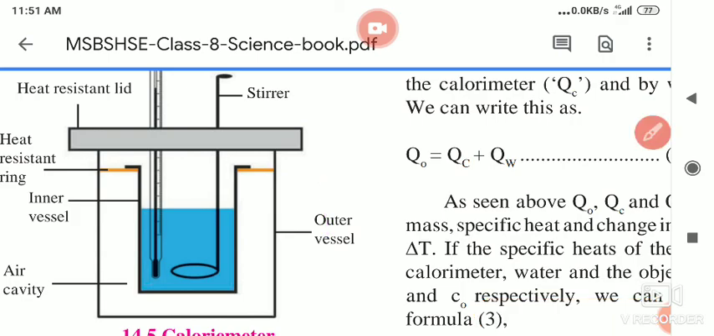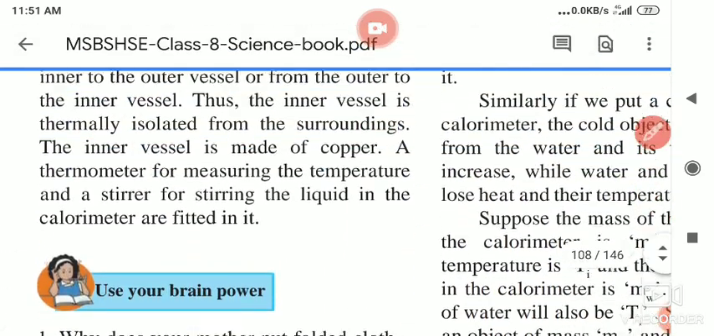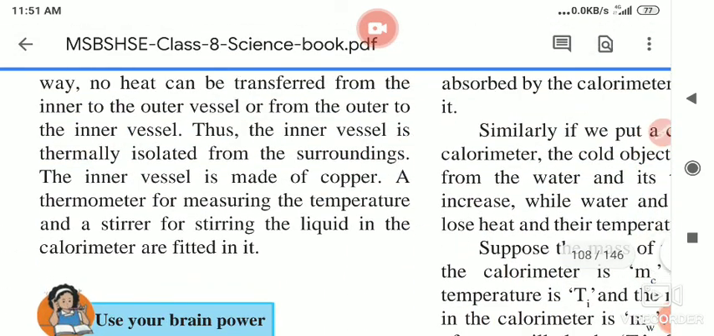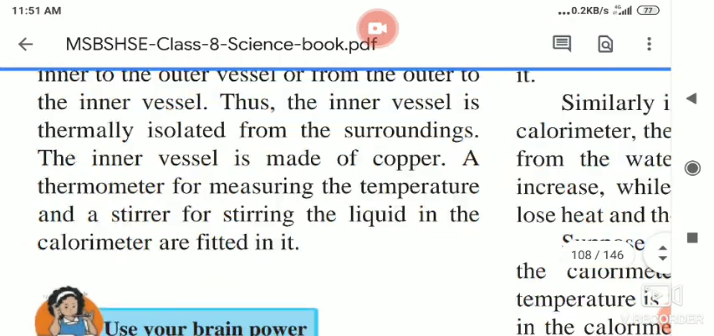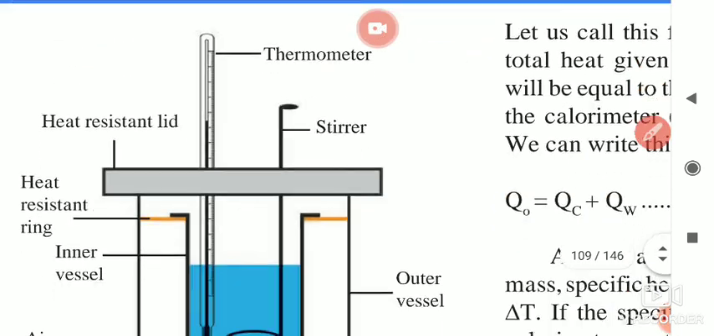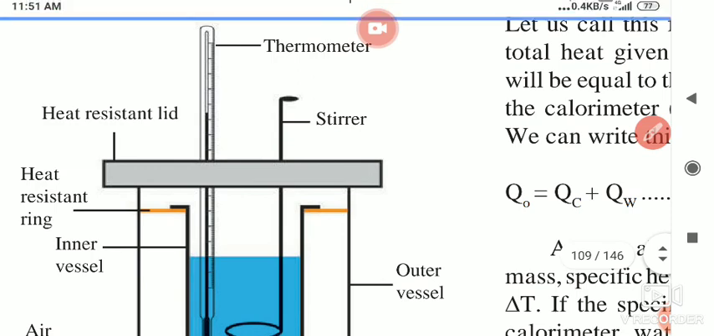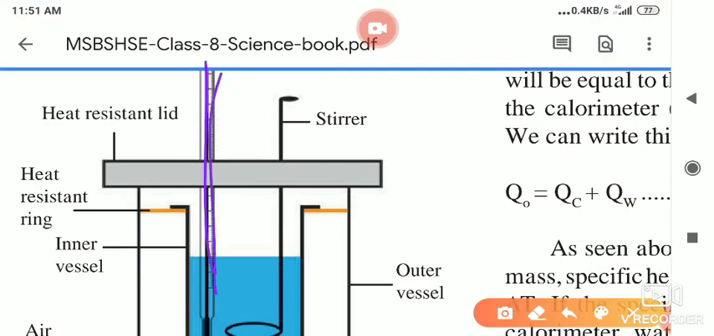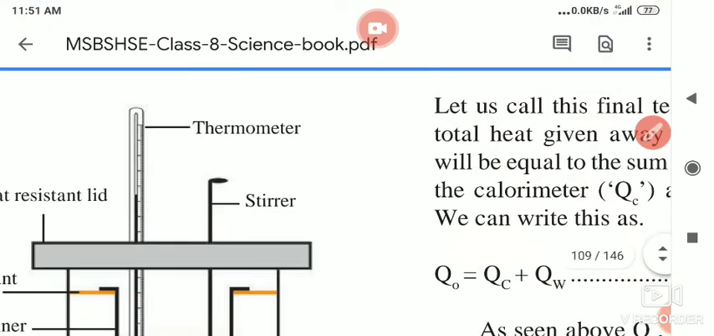It is made up of copper, with a thermometer for measuring the temperature, and a stirrer to stir the water or liquid which is present inside the calorimeter. So here is one place for the stirrer. Just now I told you that this is the place for the thermometer and this is the stirrer's place.